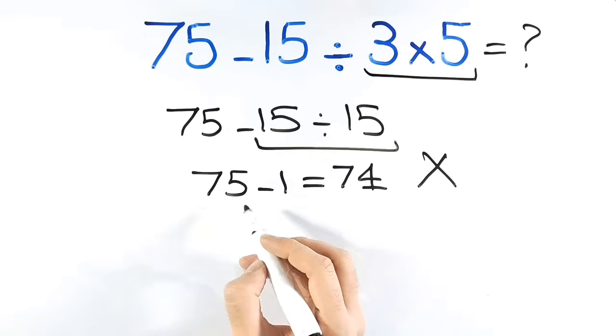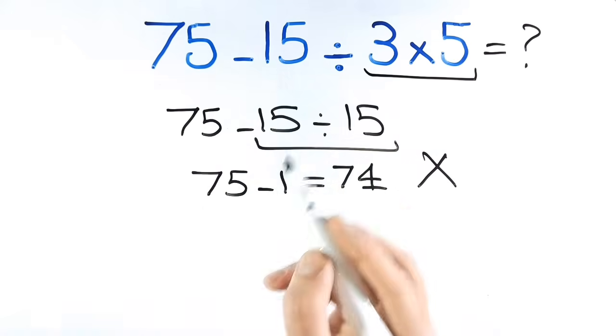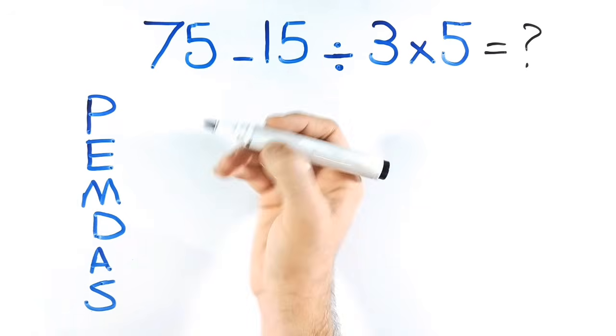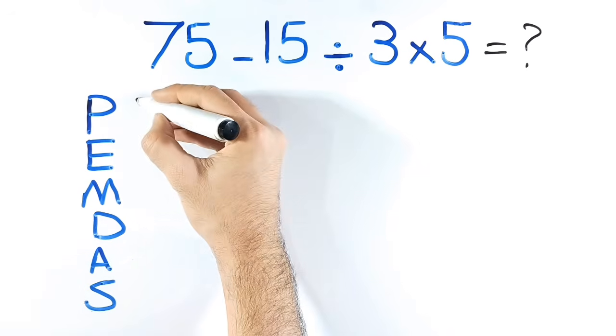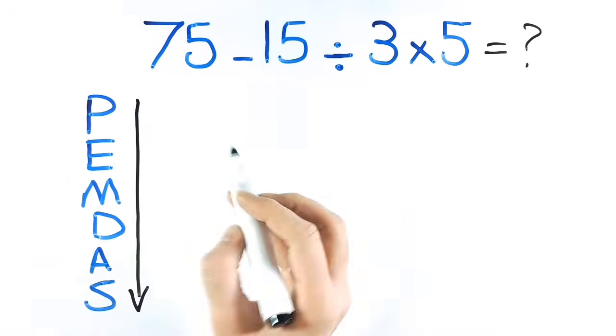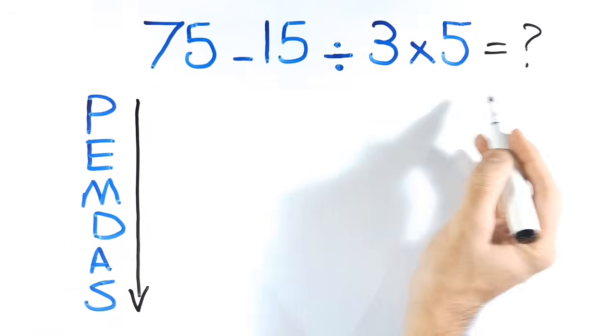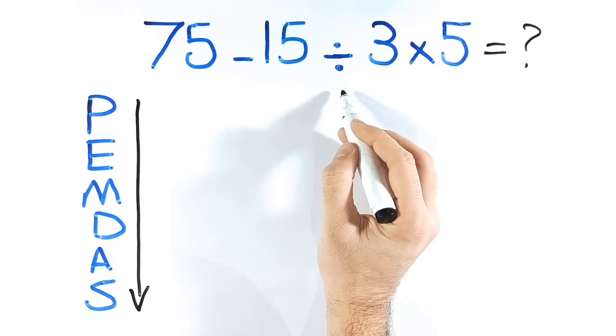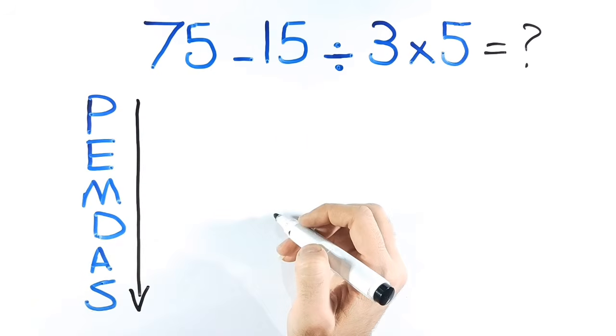Alright, now let me show you how to solve this expression properly. To solve this question, we need to follow the order of operations, which is PEMDAS. We must perform these operations exactly in order from top to bottom. Alright, as you can see on the screen, in this expression, first we have a subtraction sign, then a division sign, and finally a multiplication.